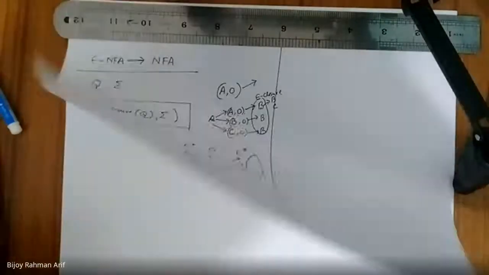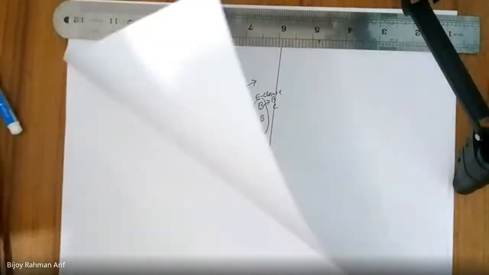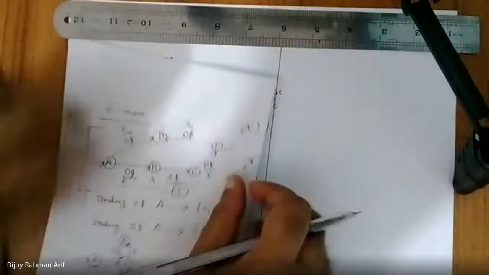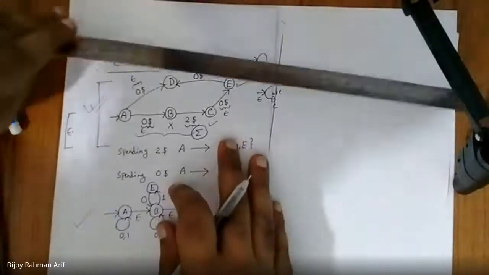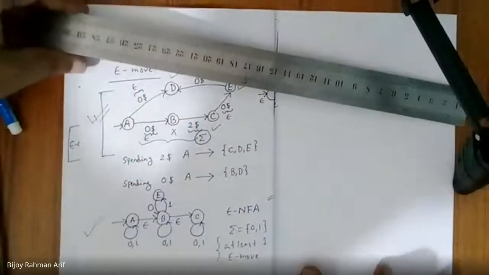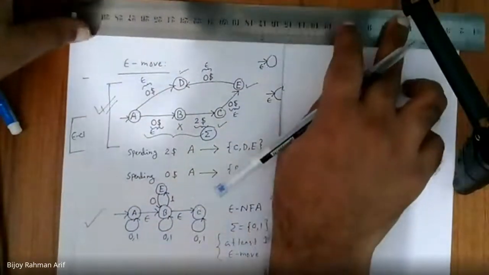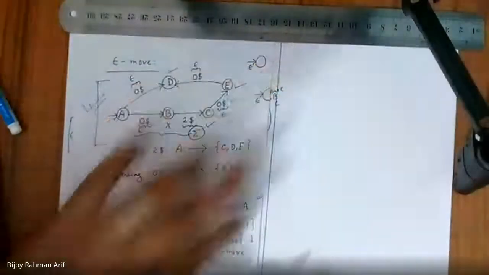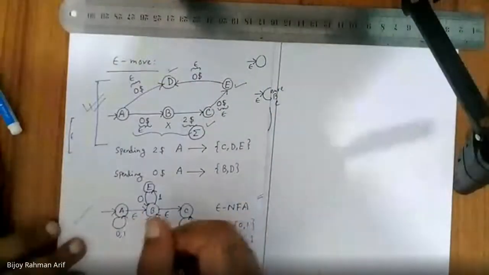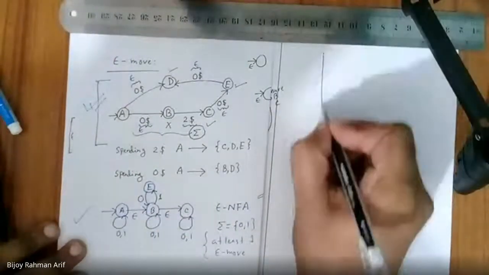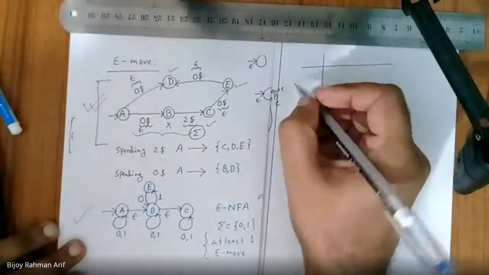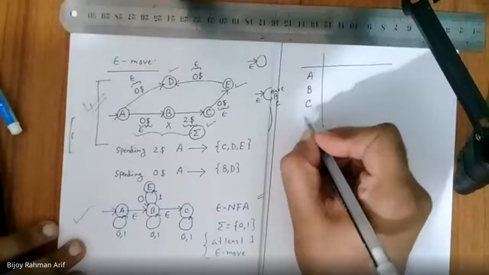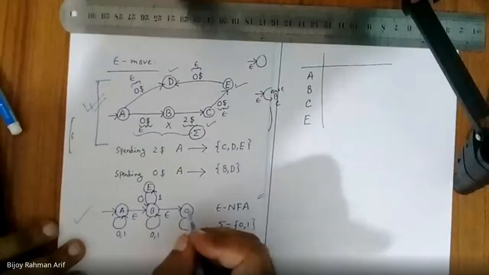All right, so let's convert this. Let's convert this, then it is getting clear. So drawing the transition table first is always helpful. So let's draw the transition table first. Then it will become easier. So what is the transition table for this? How many states I have? I have A, B, C, E. Let's make C a final state.